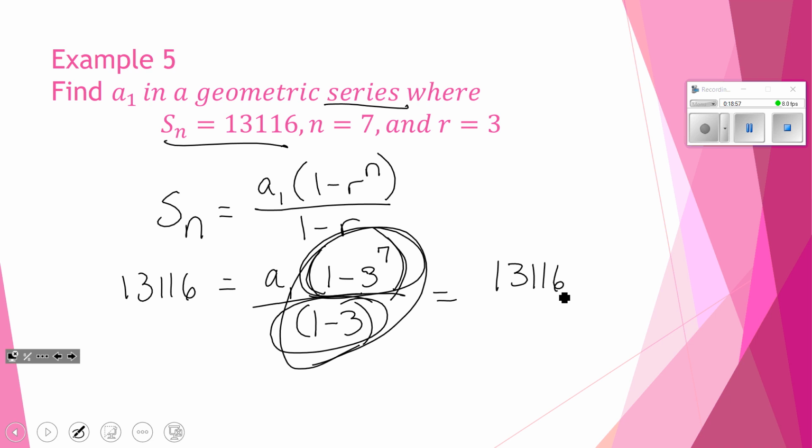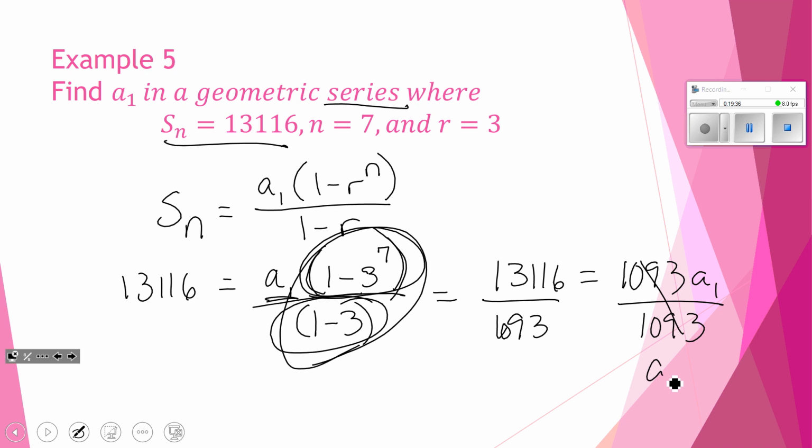You get what? 293 is what I think we should get. 1093? Okay, 1093. Did everybody get 1093? So that's going to be equal to 1093, and then I still got the a sub 1 beside of it. So tell me, how do I get rid of timesing by 1093? We're going to divide by 1093 on both sides. And so a sub 1 is going to be equal to, should be 12.